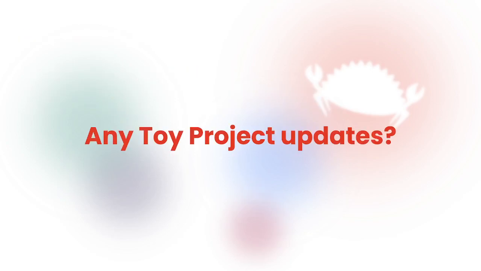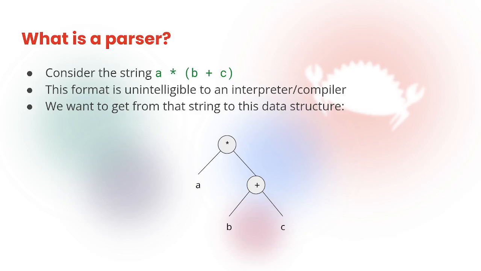Okay, so this week we're going to talk about a parser. So what is a parser? Consider the string starting here: A, asterisk, parentheses, B plus C, closing parentheses. This format is pretty much unintelligible to an interpreter or compiler if you just fed in the string, because it wouldn't know how to calculate, right?